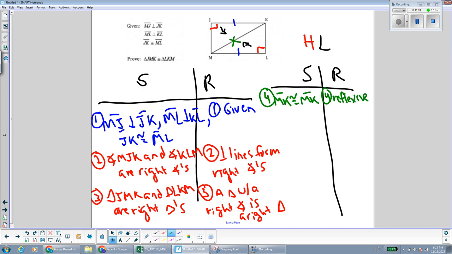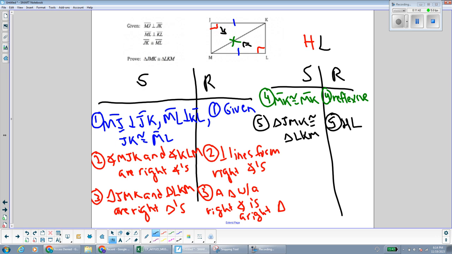And that is the reflexive property. And now we have enough information to achieve our goal. Triangle JMK is congruent to triangle LKM, and that is due to HL. Let's just make sure that we have everything we need in the proof that we marked in the diagram for HL.